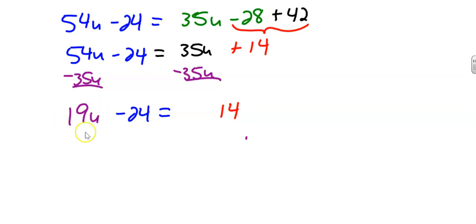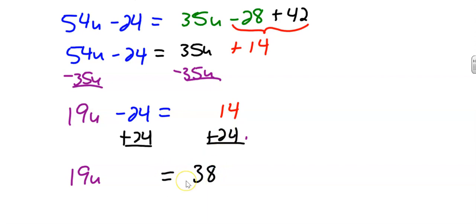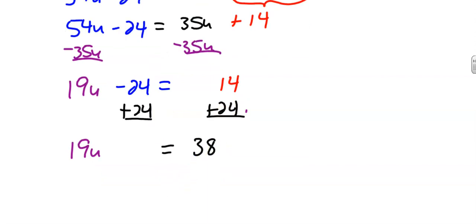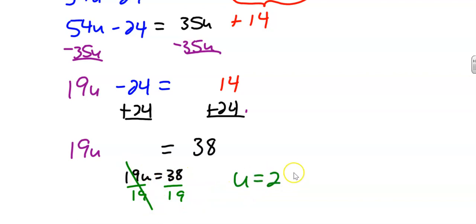So we've got the variables to the left-hand side. Let's take the 24 and add it to the right-hand side. So that would cancel out over here. So we've got a 19u on the left. 24 plus 14 is 38. And with 19u over 38, if you divide them both by 19, that actually works out pretty nice because the 19s cancel. 38 divided by 19 is 2. So for that one, the u would equal 2.